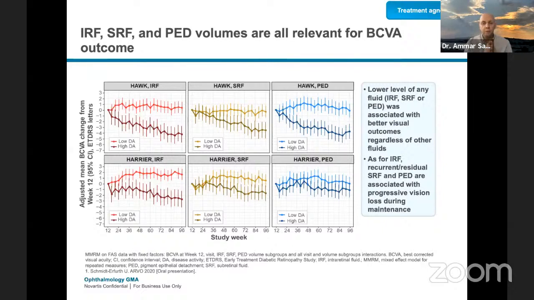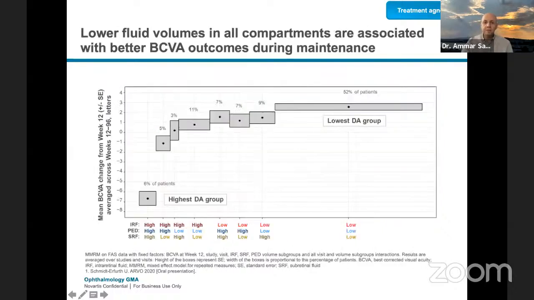It is treatment agnostic, which means it doesn't matter whether you're using aflibercept or brolucizumab. What it's showing is that with intraretinal fluid, subretinal fluid, and sub-RPE fluid, if the disease activity is low, vision is better. If the disease activity is bad, the vision is bad. This is beautifully depicted in this slide: with the highest disease activity group, vision was not very good. With low disease activity, meaning low fluid, visual acuity was better.